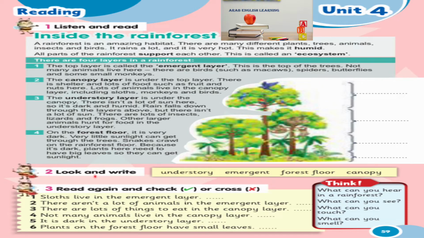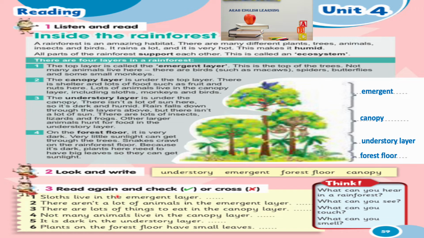Exercise 2. Look and write. Use the words in the yellow box. What is the top layer called? Emergent, canopy, understory layer, forest floor.